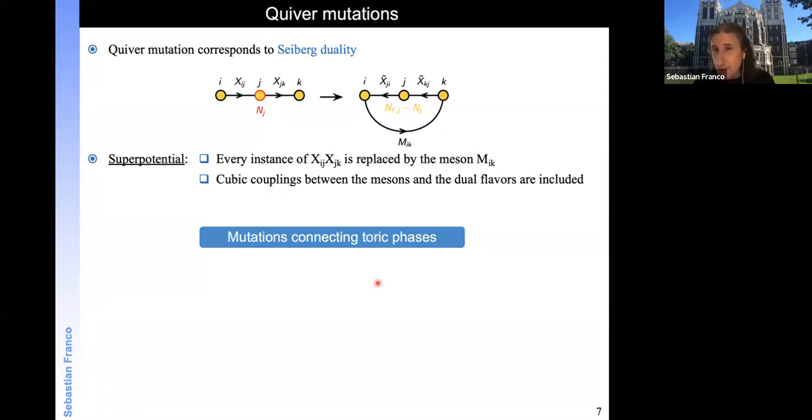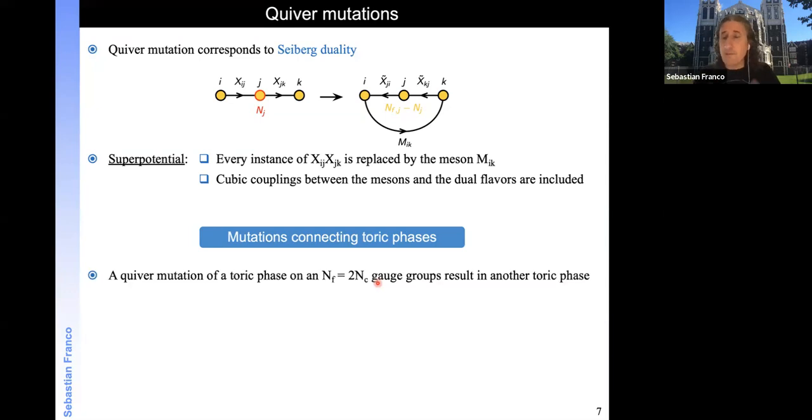Sometimes, but not all the time in this talk, I will talk about mutations that connect toric phases. They're not special in any way. They're only special in the fact that they connect two theories that are described by bipartite graphs on a surface. Okay, and at some point we're going to go away from them, and they have a very beautiful graphical representation.